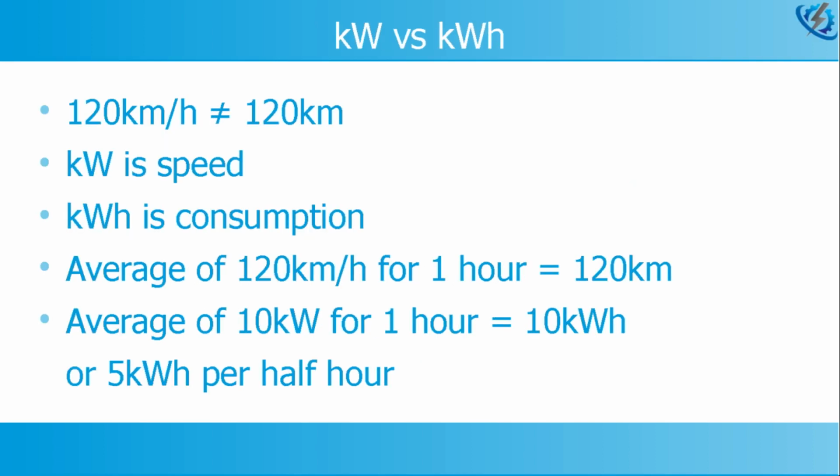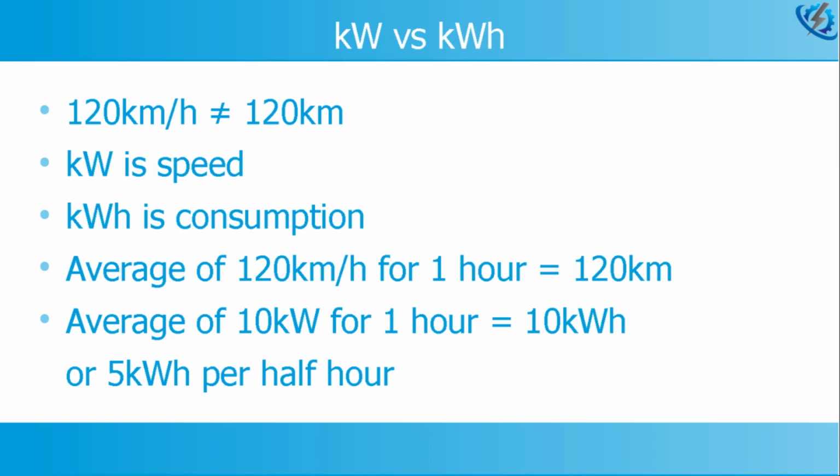Let's quickly talk about the difference between kilowatt-hour and kilowatt. Saying I traveled 120 kilometers per hour is not the same as saying I traveled 120 kilometers. Similarly, kilowatt is the speed at which you use electricity, and kilowatt-hour is the amount of electricity used. On a bill you will always find kilowatt-hour. Kilowatt on a bill does not make sense. It is a bit confusing that the one with the H is not the speed one.